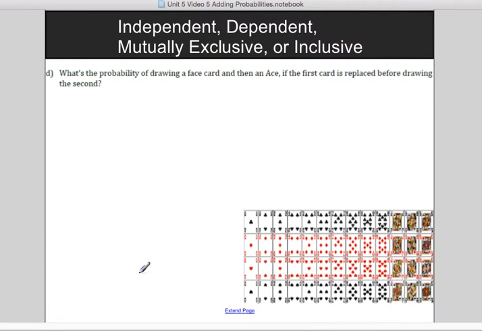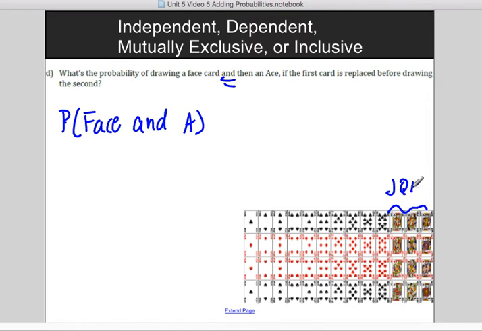Example D. What is the probability of drawing a face card and then an ace? So I see the word and, so I want the probability of a face card and then an ace. Face cards are anything that have a face on them. So here are my face cards: Jack, Queen, and King, but there's 4 suits. So there's actually 12 out of 52.